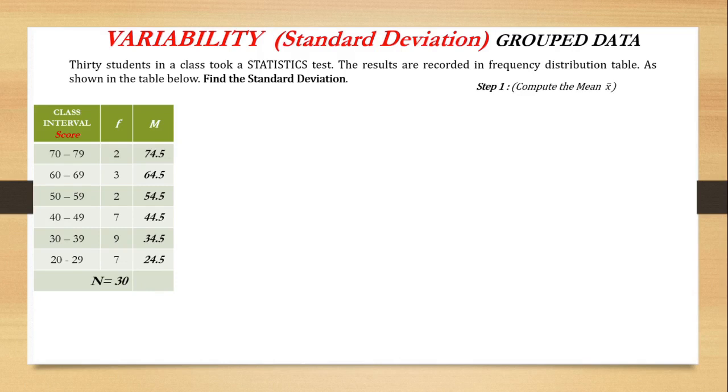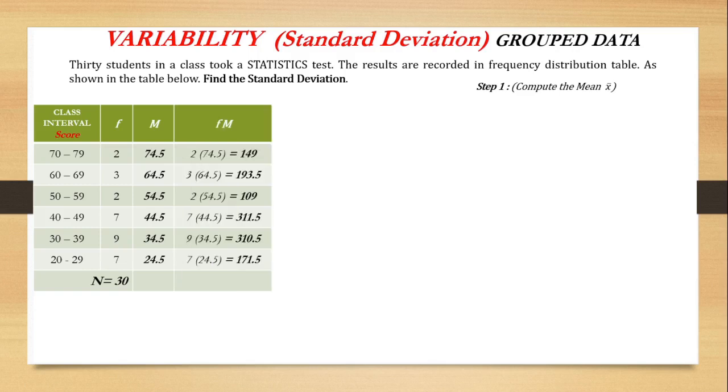For example, if we have 70 to 79, so 70 plus 79 divided by 2, that is equal to 74.5. 60 plus 69 divided by 2, that is equal to 64.5. 50 plus 59 divided by 2, that is equal to 54.5. 40 plus 49 divided by 2, that is equal to 44.5. 30 plus 39 divided by 2, that is equal to 34.5. And 20 plus 29 divided by 2, that is equal to 24.5.